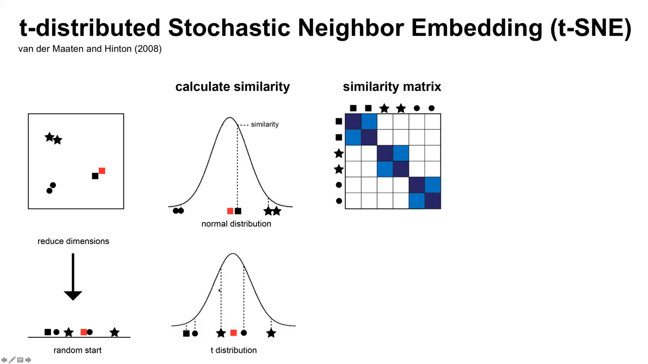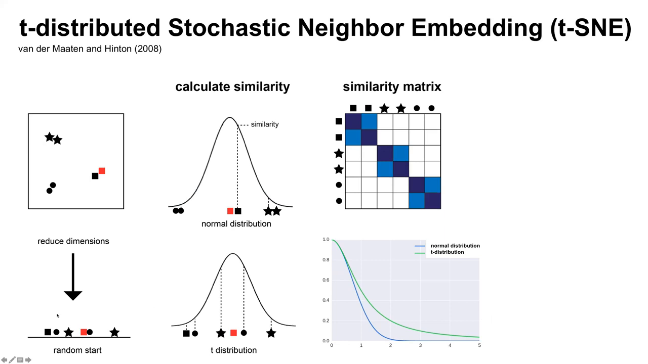It calculates similarity, but it does it based on a t-distribution. The reason we use a t-distribution here is because there's a higher probability along the tail ends of this distribution. And so what this does, it allows clusters of points to be more distinctly separated in this probability space.